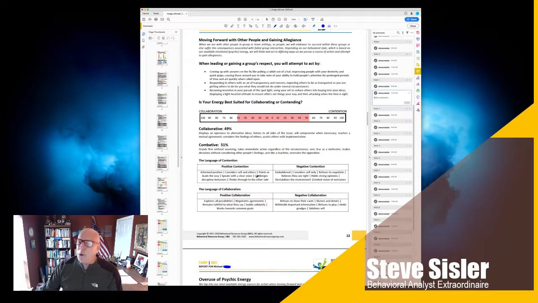What about contention? What's positive contention, if there is such a thing? There is such a thing. Informed position. Considers self and others when making decisions. Points or leads the way. Speaks with a clear voice. Challenges disruptive behaviors. Thinks through to the other side.